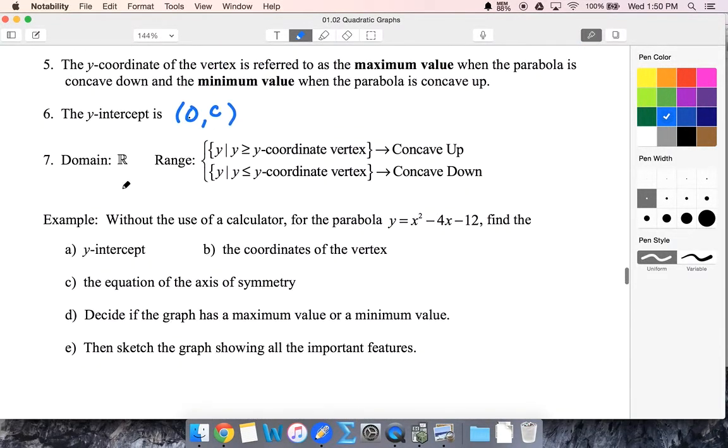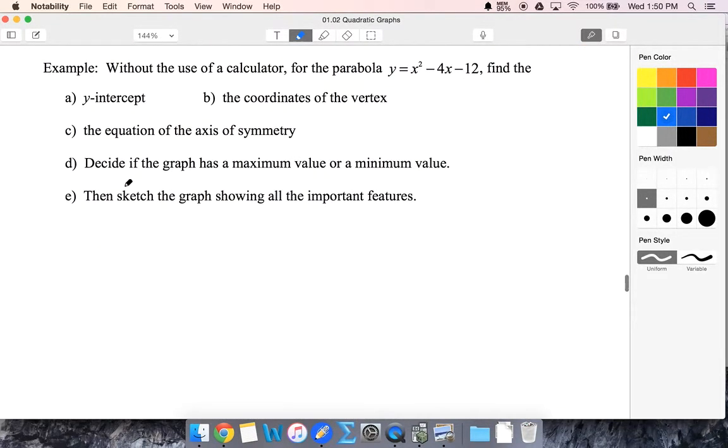All right, students, so like I said, I'm coming back. Without the use of the calculator, we want to think about this graph. We've got an A value, that's 1, a B value, that's -4, a C value, that's -12.